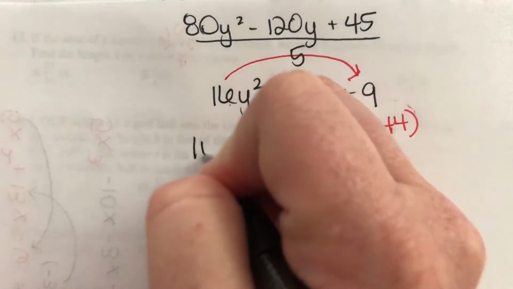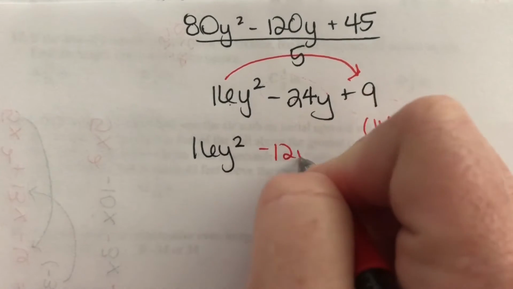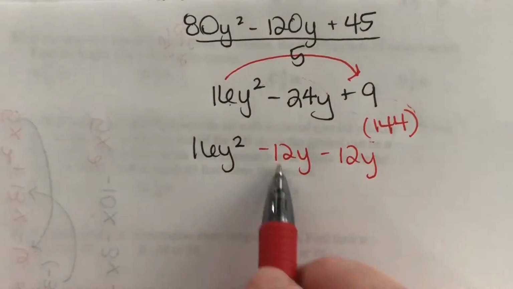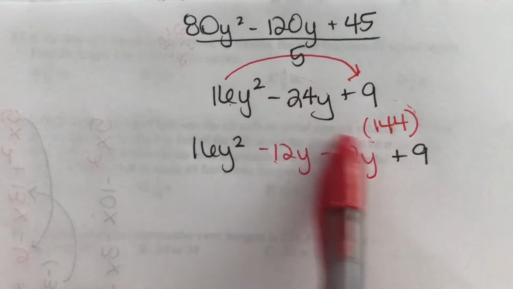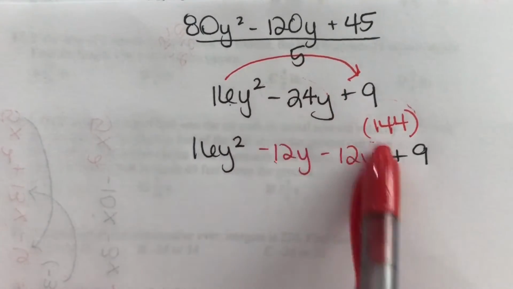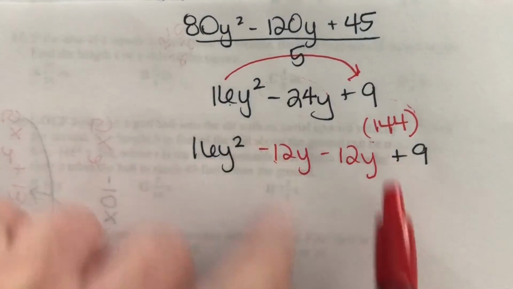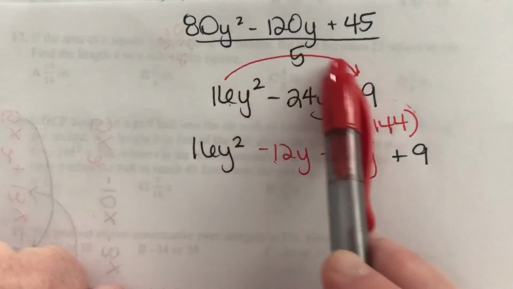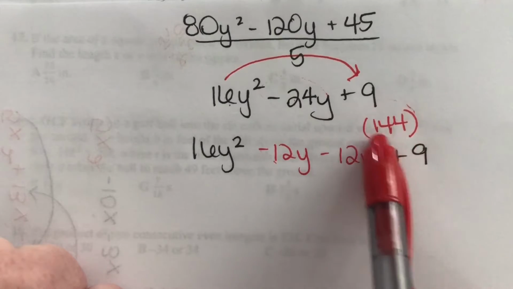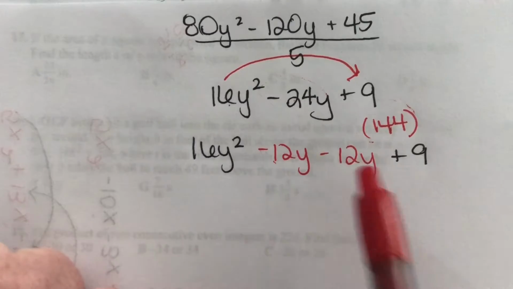So I'm going to rewrite this. I'm going to write 16y squared, and then I'm going to separate this guy into negative 12y, negative 12y, and then still plus 9 on the end, right? I just changed this middle term to write it this way. It's still negative 24y. Negative 12y minus 12y is negative 24y. I just split it up into two terms. How do I know how to split it up? That first step, multiply the first number by the last, 144, factors of 144 that add up to the middle number. The only two numbers that I can use are negative 12, negative 12.